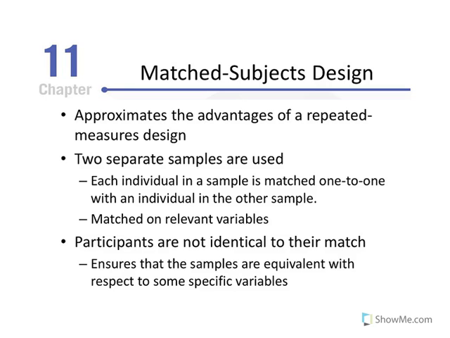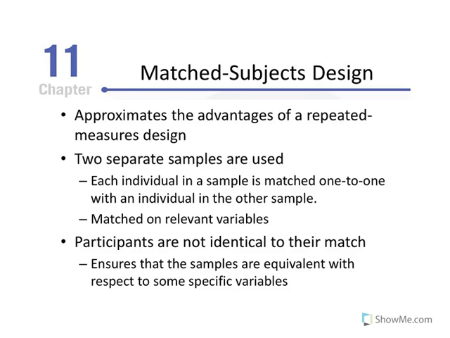A hybrid design that incorporates some of the elements of the independent measures t-test and the repeated measures t-test is referred to as the matched subject design. The matched subject design approximates the advantages of the repeated measures design. It does so by having two separate samples, but each individual in a sample is matched one-to-one with an individual in the other sample on relevant variables. So you can think of it as their twin.